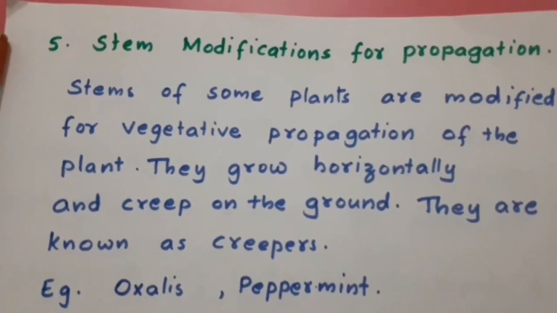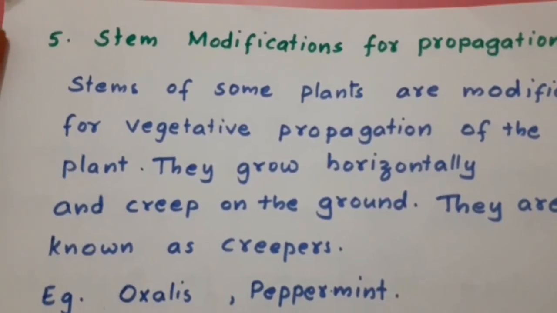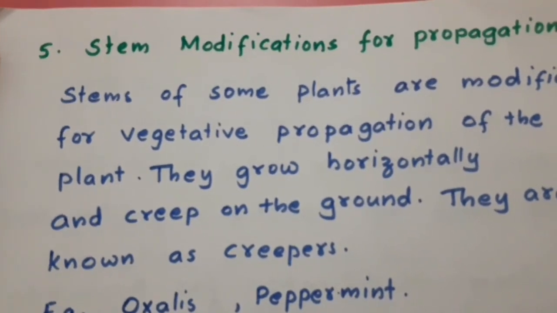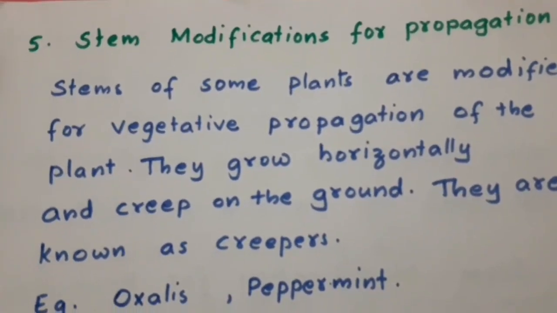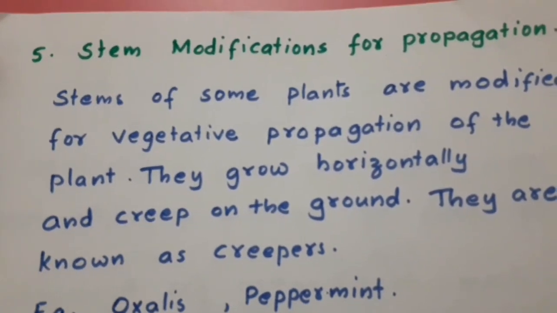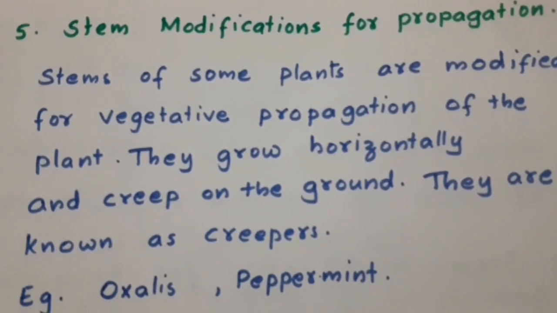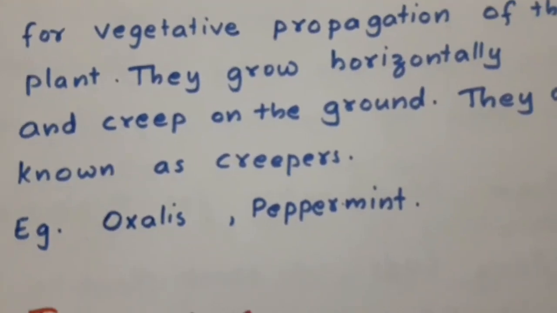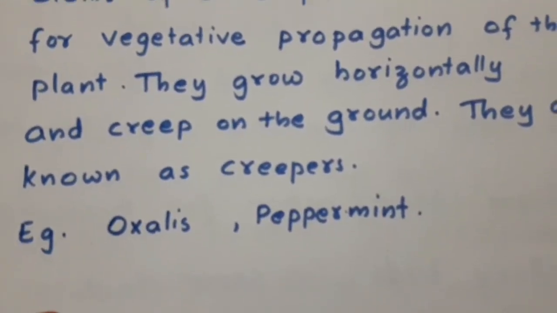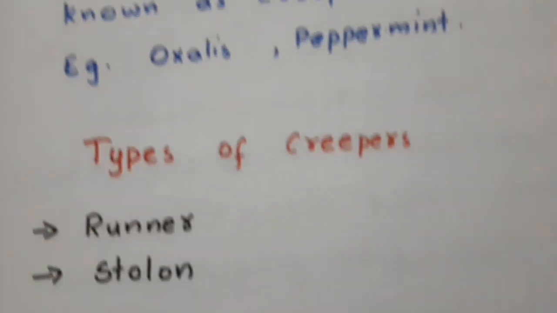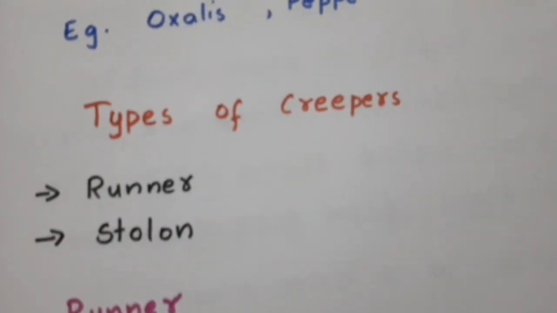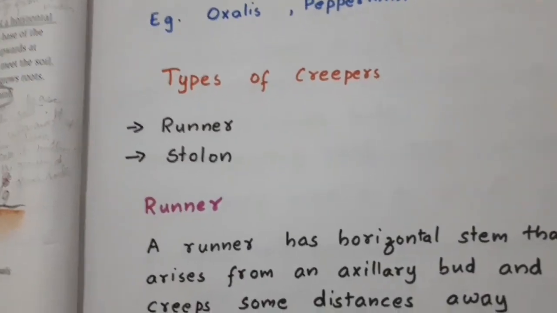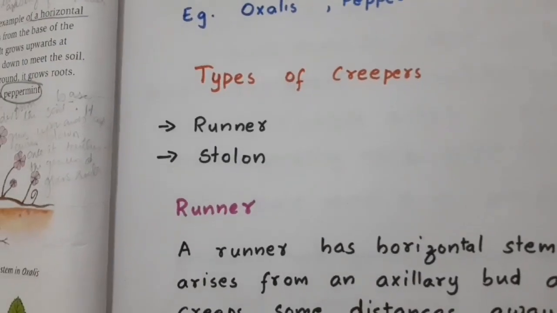The next stem modification is stem modification for propagation. Stems of some plants are modified for vegetative propagation of the plant. They grow horizontally and creep on the ground, and they are known as creepers. For example, oxalis, peppermint, etc. Examples of creepers. Now we'll see more about creepers. The creepers are divided into two types, known as runner and stolon.